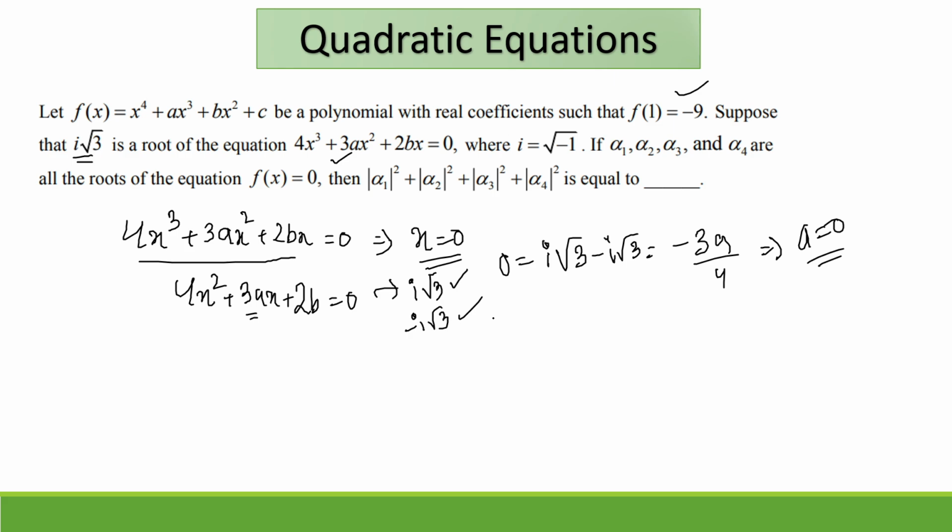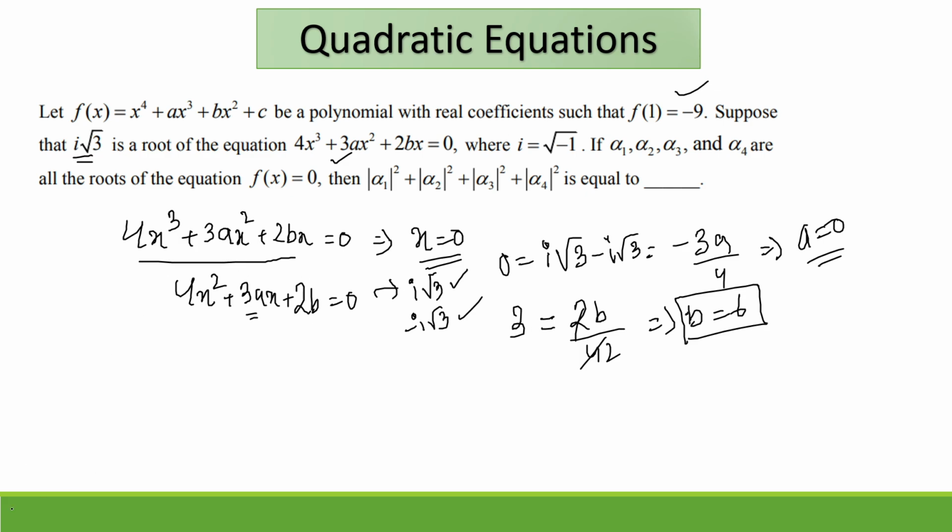Similarly, i root 3 into minus i root 3 would be 3 minus i square, which is 1, equals c by a. c is 2b, a is 4. So b would be equal to 6. Hope that makes sense. Okay, so a and b are found.